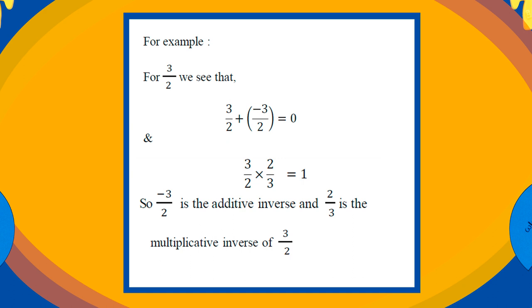For example, let us take the rational number 3/2. Then for 3/2, we can take minus 3/2 such that 3/2 + (−3/2) is equal to (−3/2) + 3/2 is equal to 0. Therefore, minus 3/2 acts as the additive inverse of 3/2. Similarly, 3/2 × 1/(3/2), which is nothing but 2/3, is equal to 1. Therefore, 2/3 acts as the multiplicative inverse of 3/2.